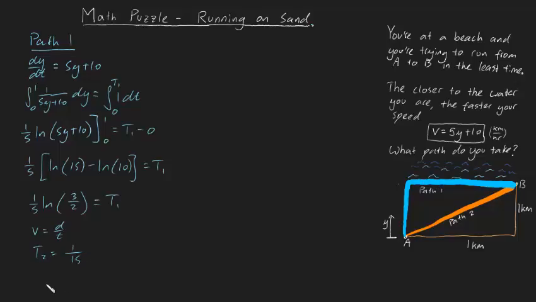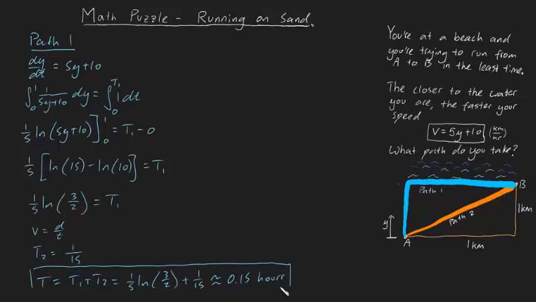Which means that the total time it takes to run all the way along path 1 will be equal to t1 plus t2, which will be equal to 1/5 times the natural log of 3 on 2 plus 1/15, which is approximately equal to 0.15 hours. That is the time it takes to run along path 1.